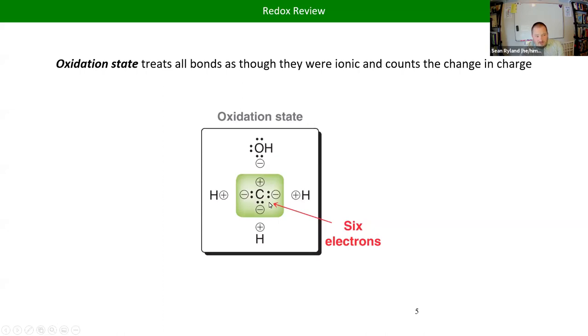And so if we look at the oxidation state of methanol, carbon has 6 electrons. So the oxidation state for carbon is -2. Its oxidation state is -2 because it has control of 6 electrons, and on the periodic table, it has 4 electrons. Right, what would the oxidation state of the oxygen be?